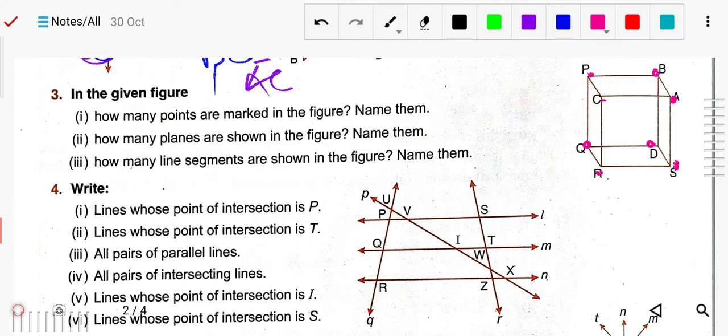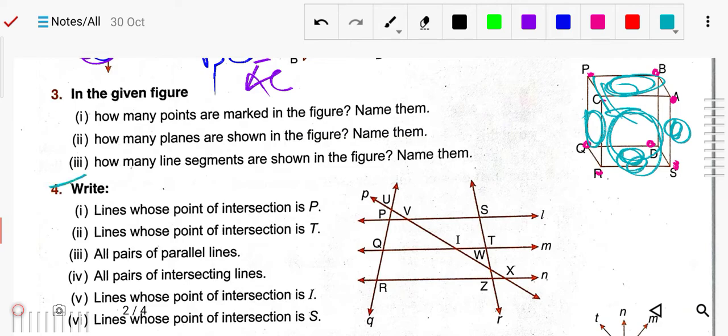Okay, next, how many planes are shown in the figure, name them. So how many planes are there? That you have to write. Total are 6 planes. You can check. This is the first plane, second, third, fourth, and 2 are also there. Below is 1 and that side is also there. So total are 6 planes. So write the names of them, like PCAB, BASD. Okay, so likewise you have to write it.